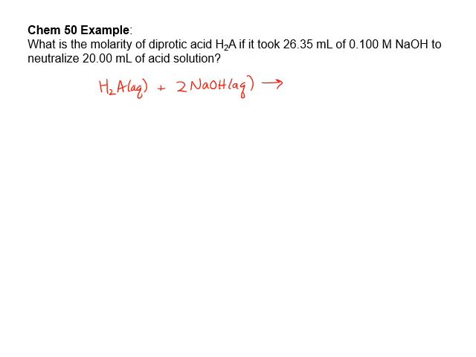The products of an acid-base reaction are always water plus the salt of the acid. To balance this, we'll need to have 2 water molecules formed because we had 2 hydroxide and 2 H pluses. This is our balanced titration reaction.